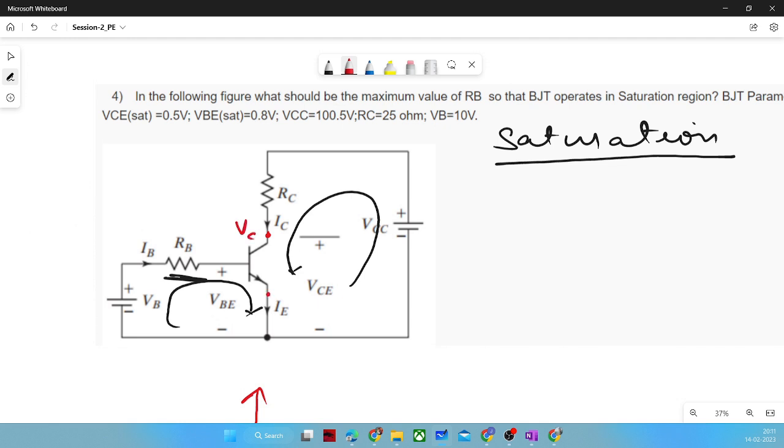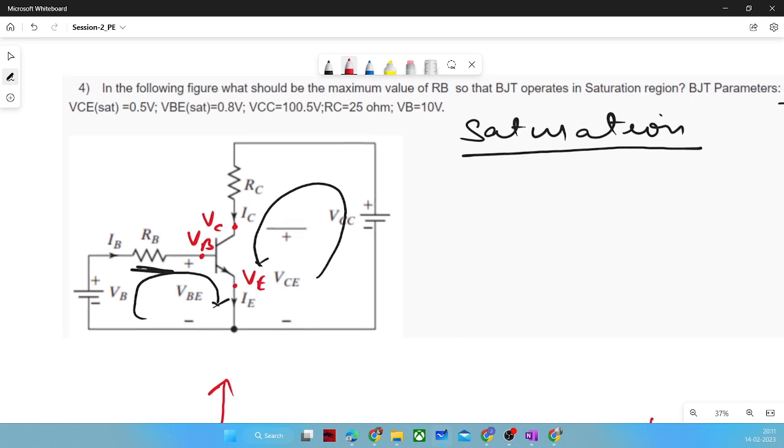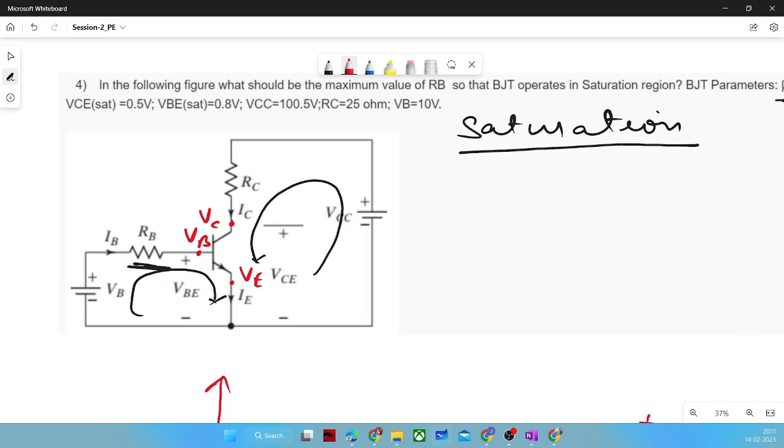VC, VE, right, and VB. Okay, VB is given 10 volt. Oh, sorry, VB is already given here. So let me denote it with a smaller VB. Okay, it is confusing. So this 10 volt is given here.